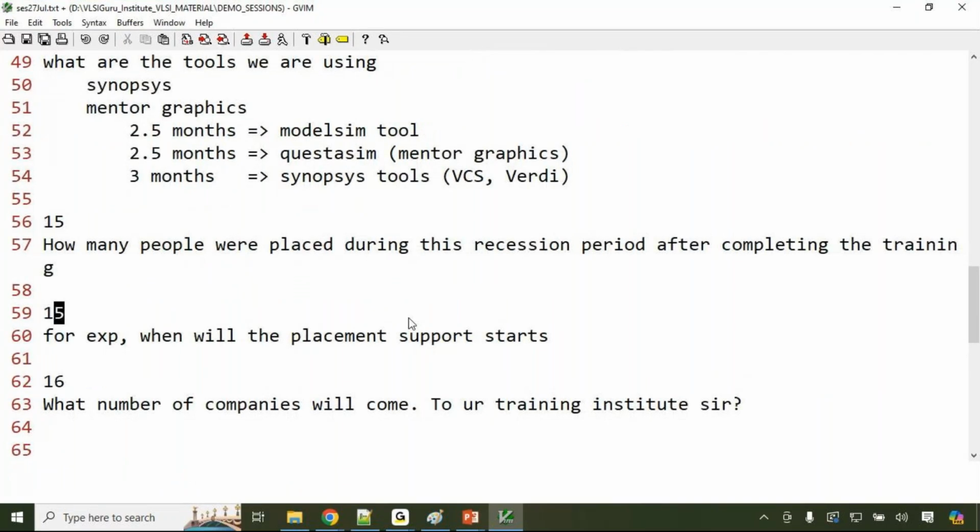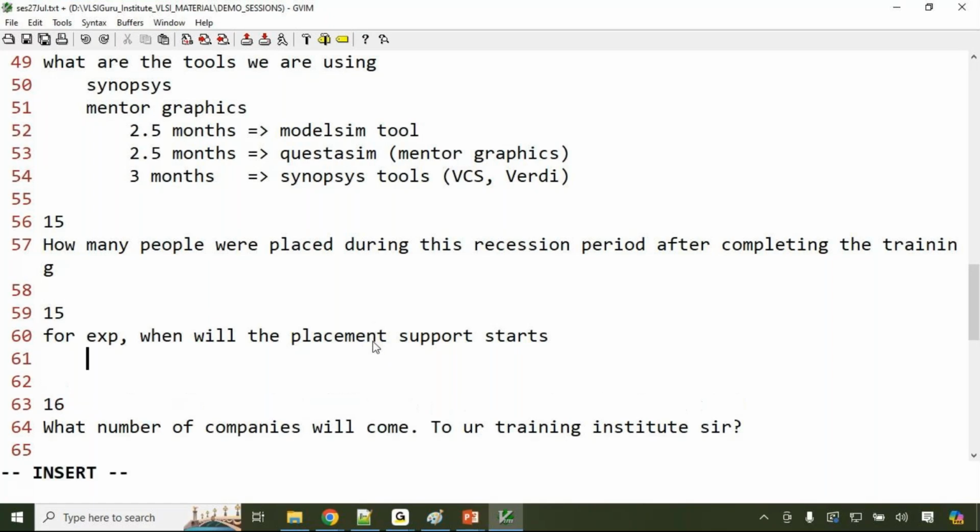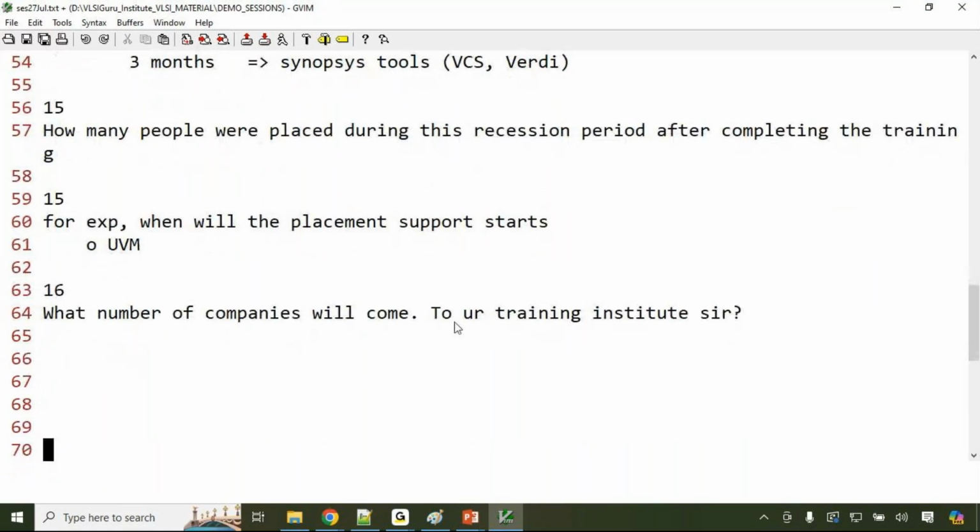For experienced people, when will the placement support start? Your placement support starts after completion of UVM. Minimum expectation is that you should be good till UVM. Then your placement support starts. How many companies come to your institute?